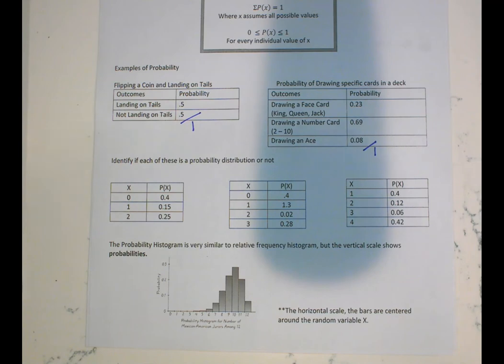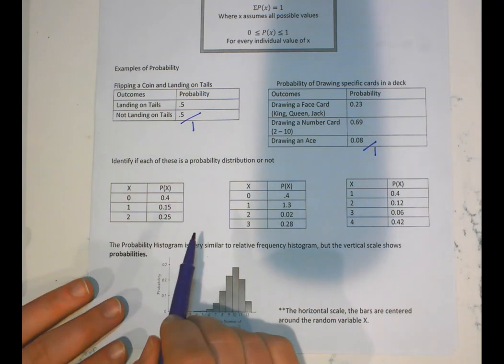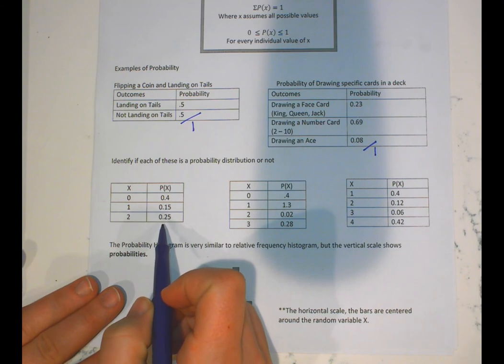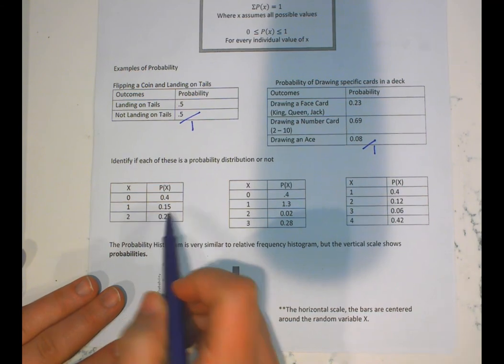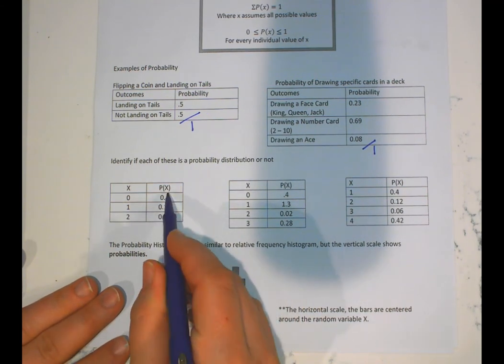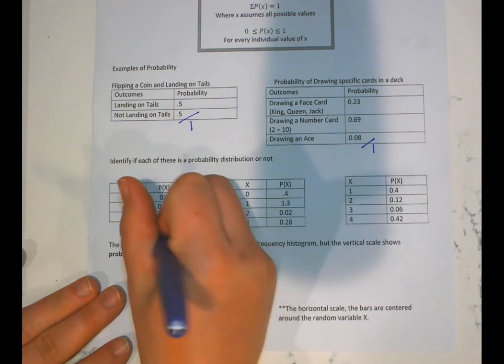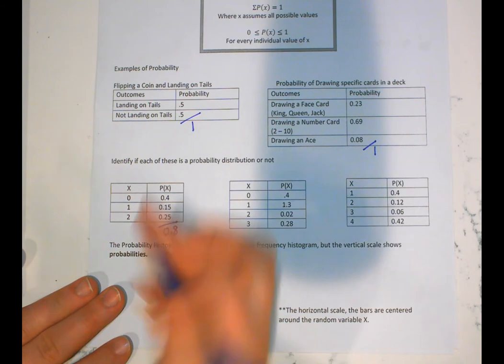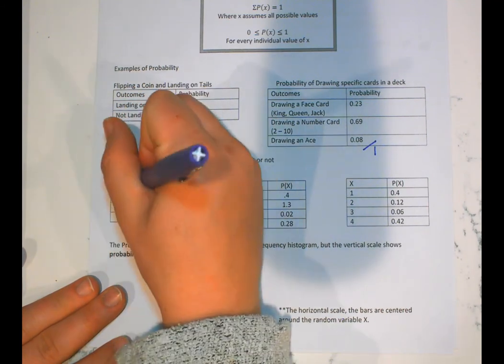All right, so hopefully you looked at these. So the first thing I would look for is, for each individual probability, are any of them negative or greater than 1? No, so that's good. If I add all of these up, I end up with 0.8. So because it does not equal 1, this is not a probability distribution.